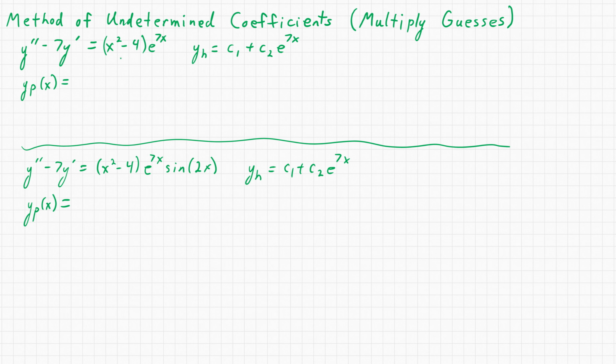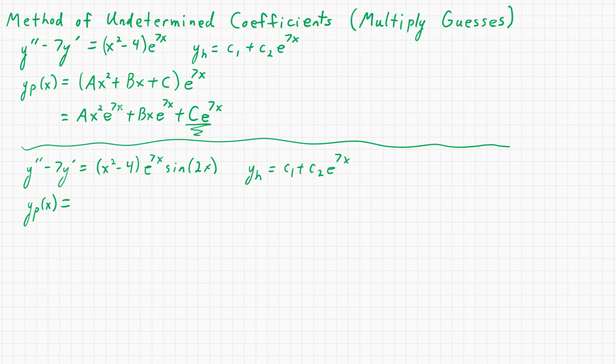So let's go ahead and do our initial guess. We have a second degree polynomial. We're going to guess a second degree polynomial, ax squared plus bx plus c, and then we're going to multiply e to the 7x. Alright, so here we do have a problem. If we multiply this out, we're going to end up with a times x squared times e to the 7x plus b times x times e to the 7x plus c times e to the 7x. And that one right there is a problem.